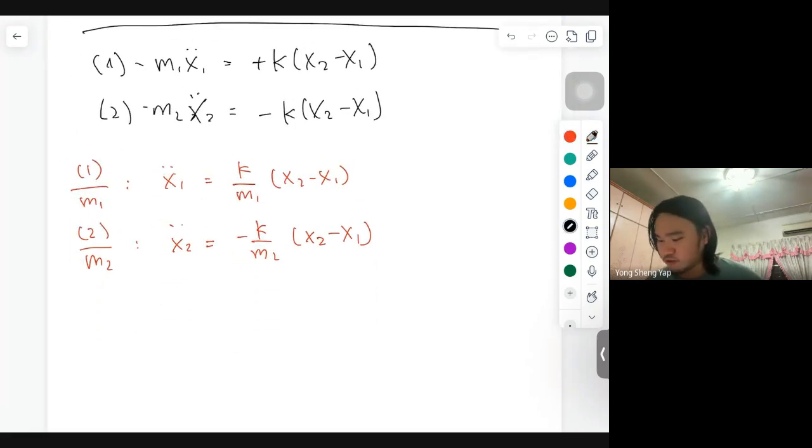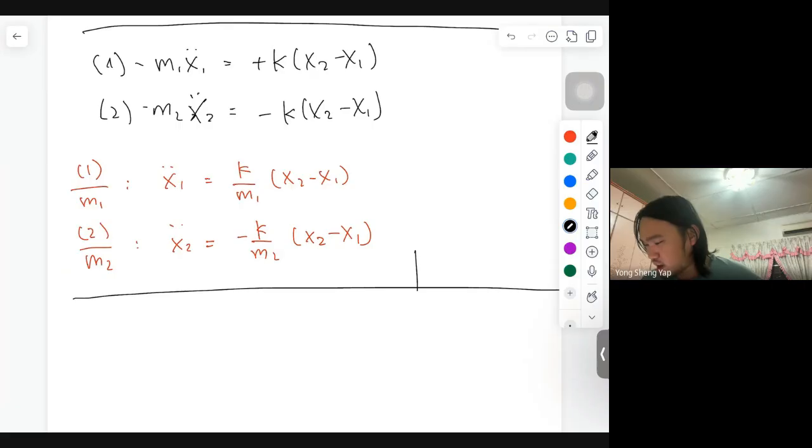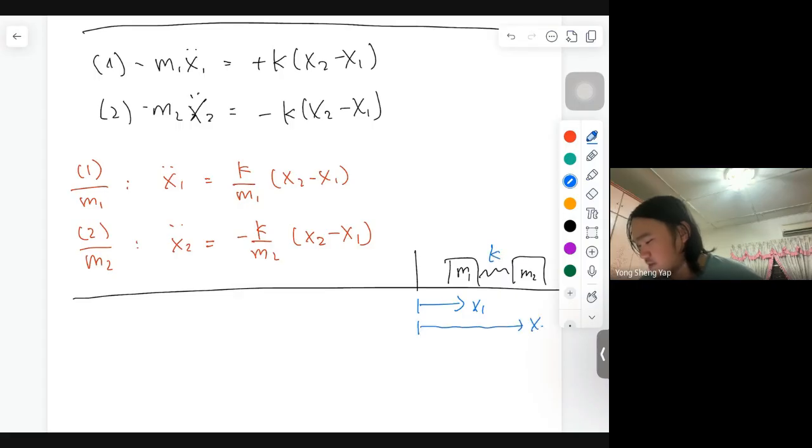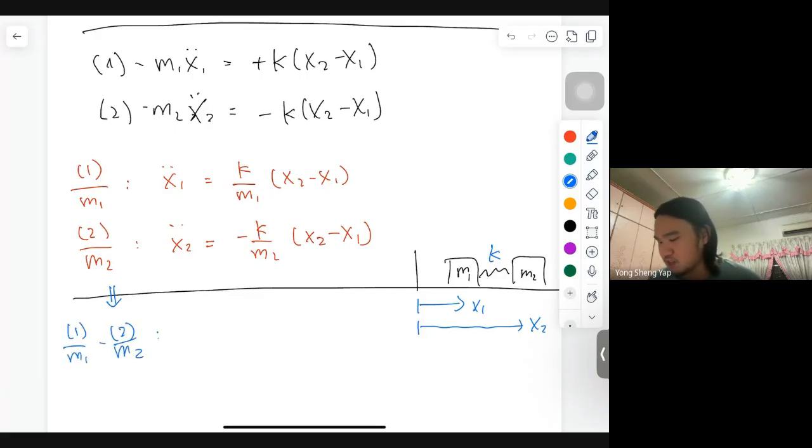For those of you who just joined the meeting, we're analyzing a system of two blocks with different masses connected with a spring of spring constant k. These are the equations of motion, and I just divided them by the mass. One thing you can realize is that you could take the difference of the two equations, and what you get is something neat.